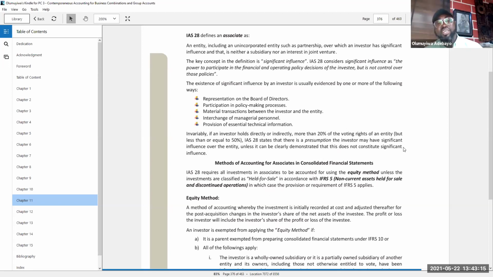From the perspective of IAS 28, an associate exists as an investee where an investor exerts significant influence on such an entity. The entity on which significant influence is exerted by another, who is the investor, will be considered an associate.